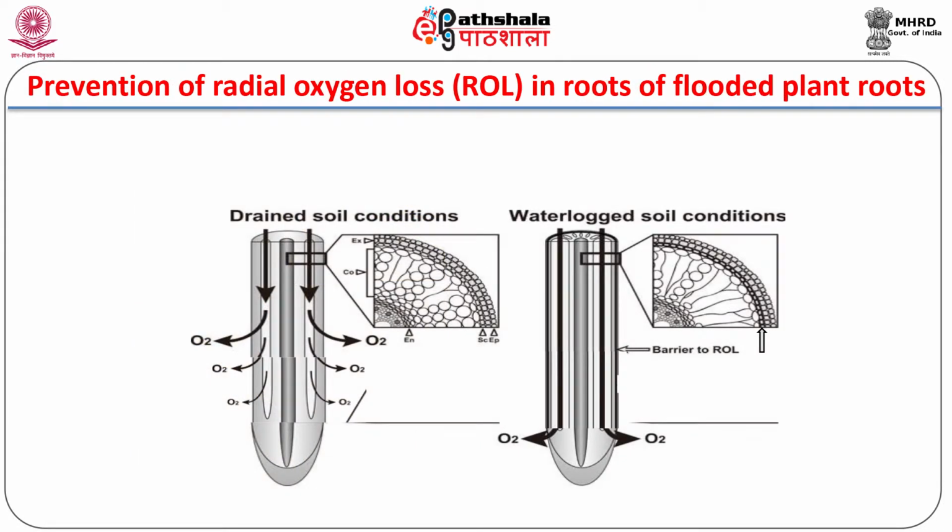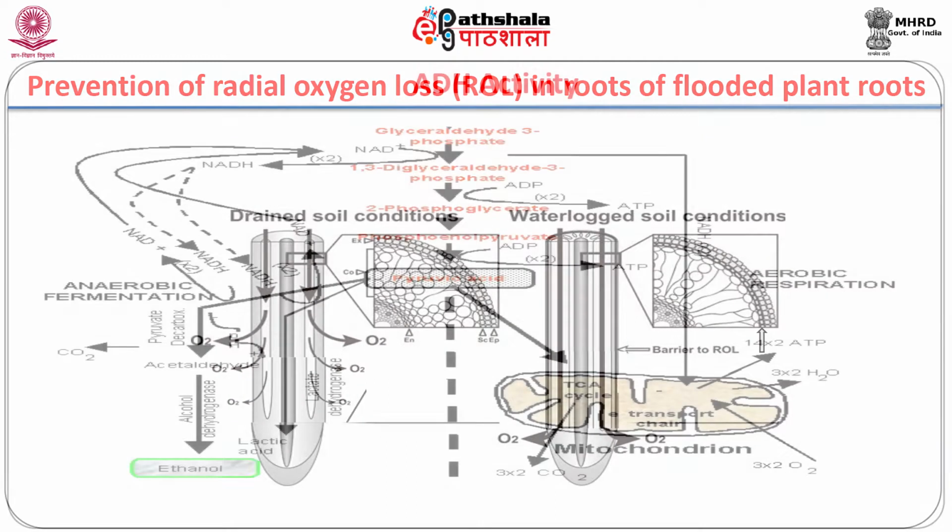Radial oxygen loss barriers are formed after 14 days of stagnant waterlogging, and include suberin deposition in cell walls of hypodermal or exodermal layers and lignin deposition on the outer epidermis. This allows oxygen flow only through the vascular region to the root and prevents its radial diffusion to the outer root regions, from where it can be lost to the external medium.